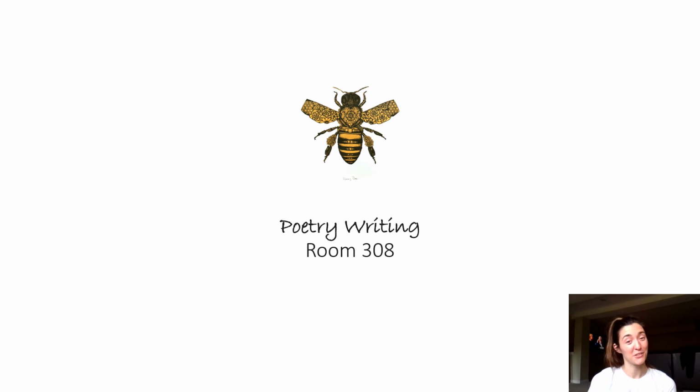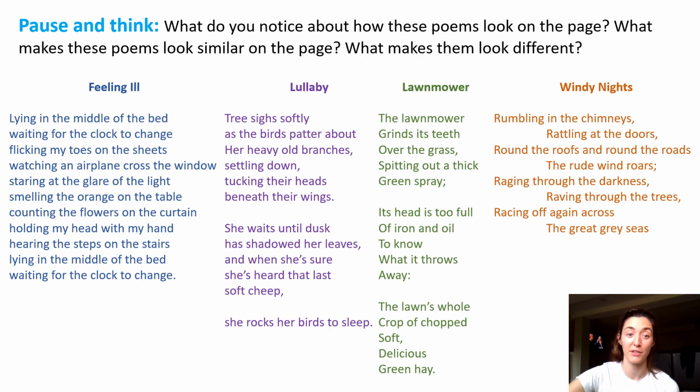I'm really excited for the topic that we're talking about today, and we're going to be talking about form. So the form of a poem, it's not a form that you fill out, right, like a permission slip. It's the way that a poem looks on the page. So we're going to look at 4 of the poems that we have read. And I want you, in your pause and think today, to consider what you notice about how these poems look on the page. Maybe what makes these poems look similar on the page and what makes them look different.